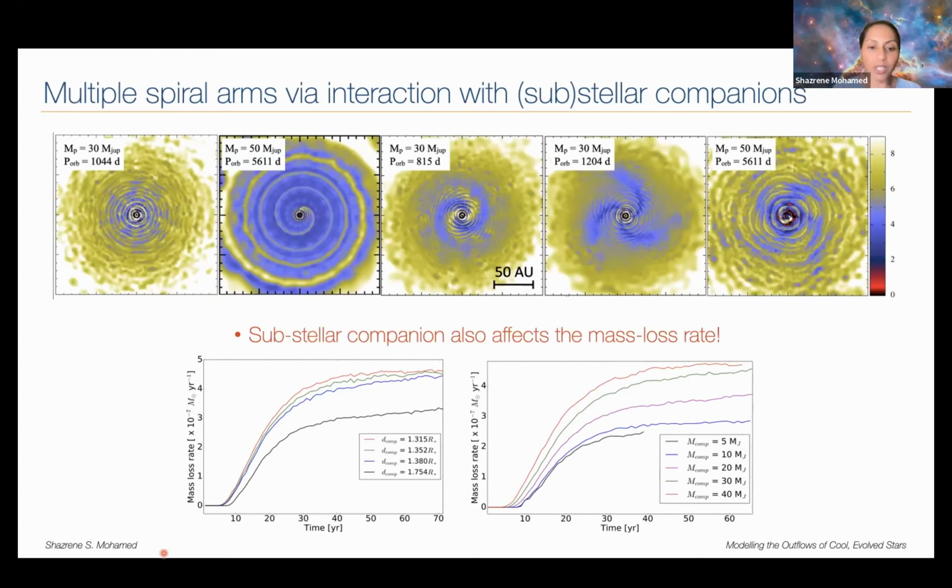This is a plot of mass loss rate versus time, and you can see, depending on the separation of the companion, you can actually change the mass loss rate by a factor of 2. And similarly, if you change the companion mass, each line being for a different companion mass, you can affect the mass loss rate by quite a lot. And that's quite important because a factor of 2 in the mass loss rate changes the AGB lifetime, changes your time for nuclear synthesis, return to the ISM, etc., and so will affect quite a lot of different things down the line.